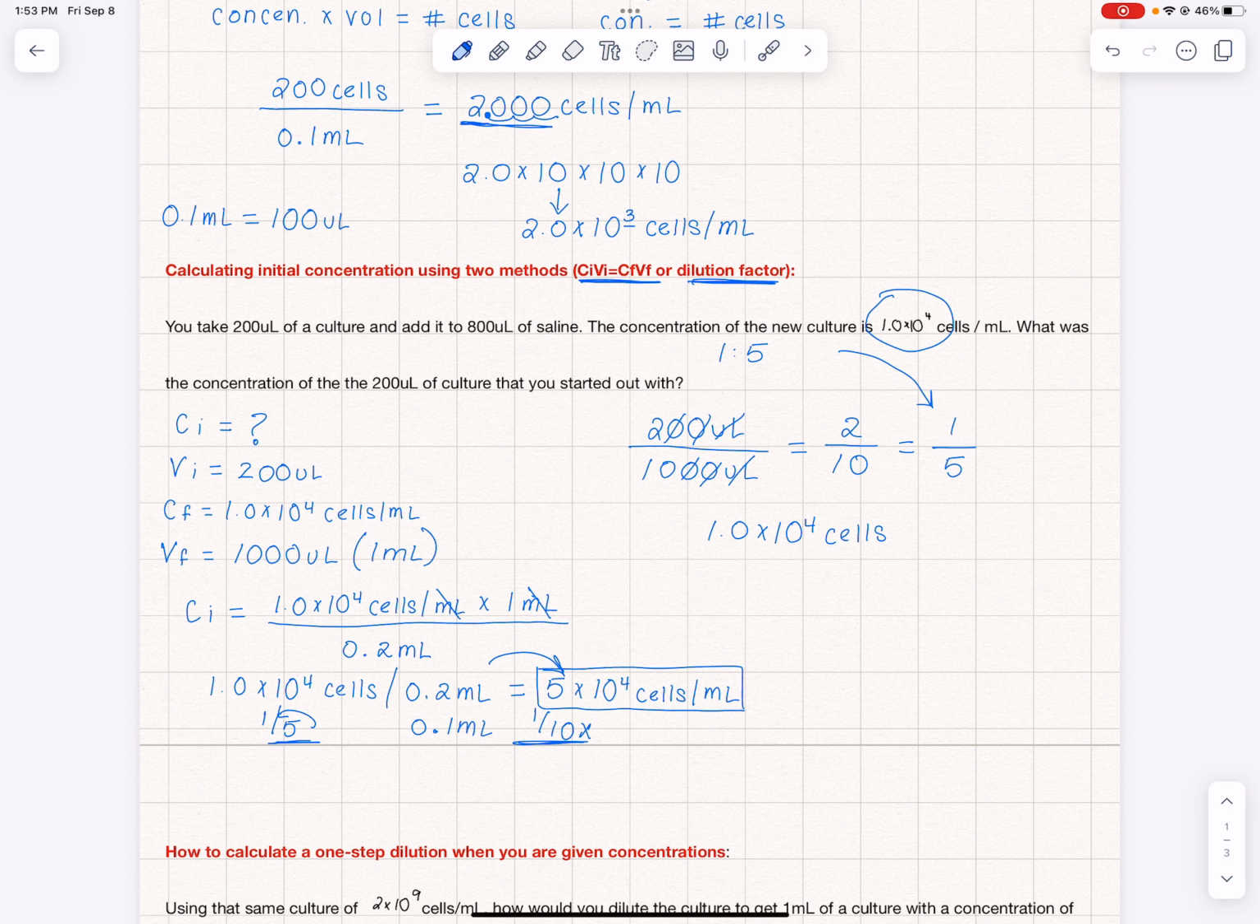So in this particular instance, multiplying our concentration by 5 would give us a concentration 5 times as concentrated as our culture. And that number would end up being 5 times 10 to the 4th cells per mL. And what you'll notice is, again, we solved and got the same value, but the second way was a little bit quicker.